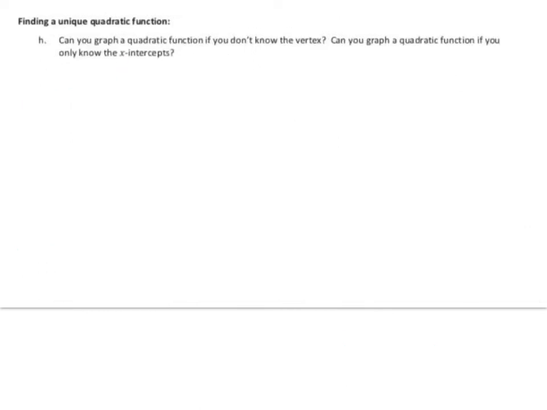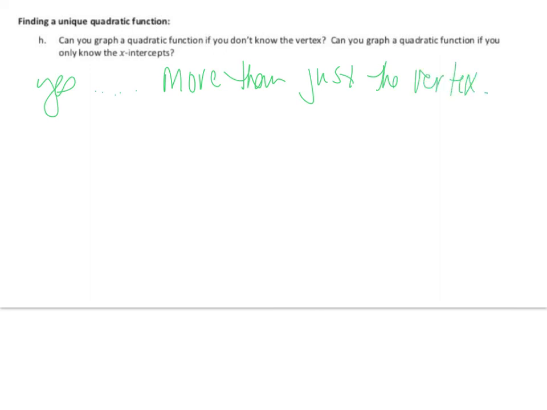Can you graph a quadratic function if you don't know the vertex? Yep. Depending on what you know, you should definitely be able to. You need to know more than just the vertex. Just the vertex will not help.